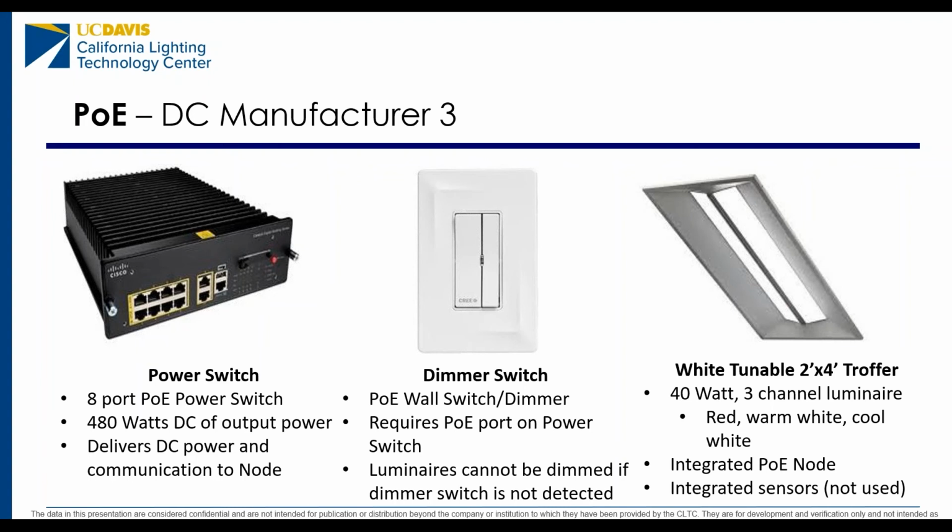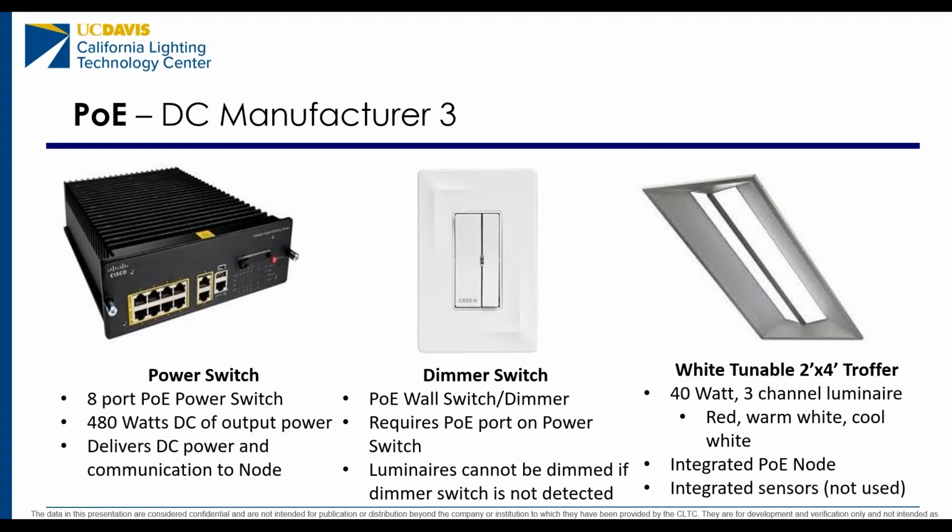One main difference is that the DC Manufacturer 2 system allows you to dim the luminaires through the user interface. So basically, you could sit at a screen and dim all the luminaires to whatever setting you wanted. The DC Manufacturer 3 system does not allow you to do any dimming unless it sees a PoE-compatible dimmer switch on the network. So with the other system, you could have only luminaires connected and still dim through a software interface. But for this system, if you don't have a dimmer switch connected, it will not allow you to dim. And we'll get into why that's important later.